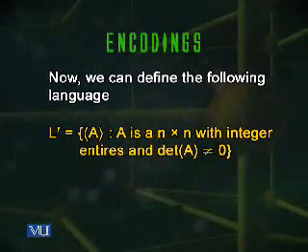So now we can define the problem as a language over {0,1}* as follows. What we want to do is to collect all the encodings of matrices whose determinant is non-zero and whose entries are integers. So more formally, the language L prime is given by the encodings of A such that A is an n by n matrix with integer entries and whose determinant is non-zero.